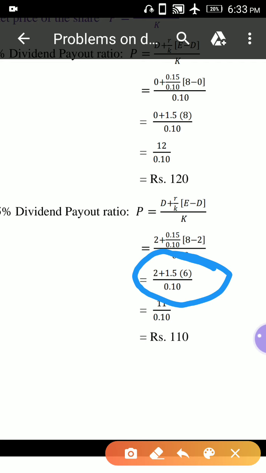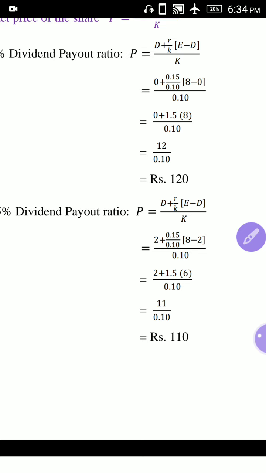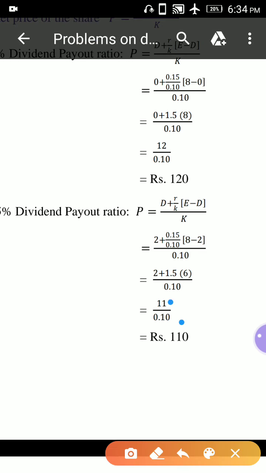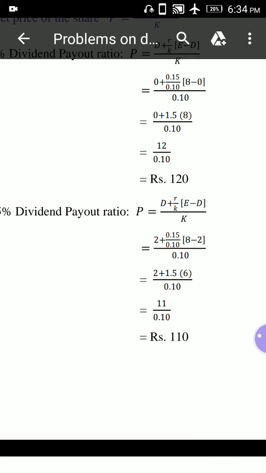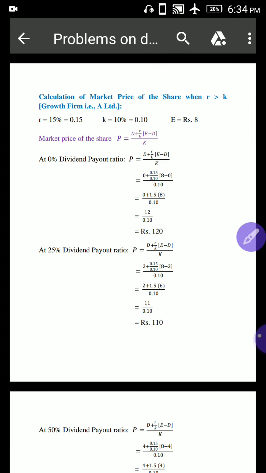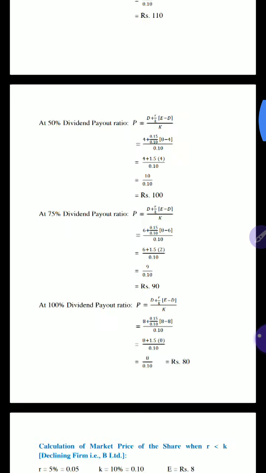So first you multiply 1.5 into 6. So this part you complete. 1.5 into 6, that is 9. This part first you have to complete the calculation. 9 plus 2, 11. 11 by 0.10, that is equals to 110. Now market price of the share is rupees 110 at 25% dividend payout ratio. Similar calculation will be made.